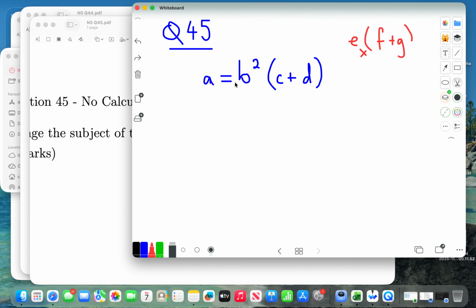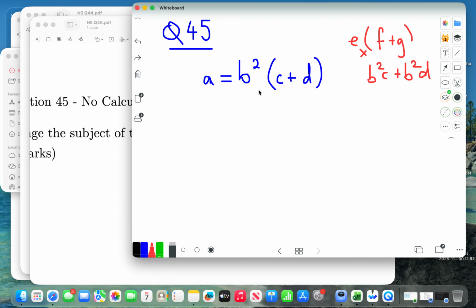So we want to get rid of anything that isn't C. You're maybe thinking we can get rid of the plus D by subtracting D. The issue is that you don't have D on its own, because if you expand this out, you get B squared C plus B squared D. We do not have D on its own because it's being multiplied by the B squared, so we have to first of all get rid of the B squared.